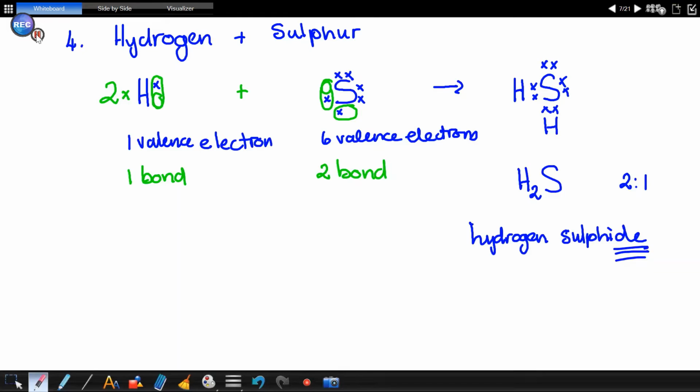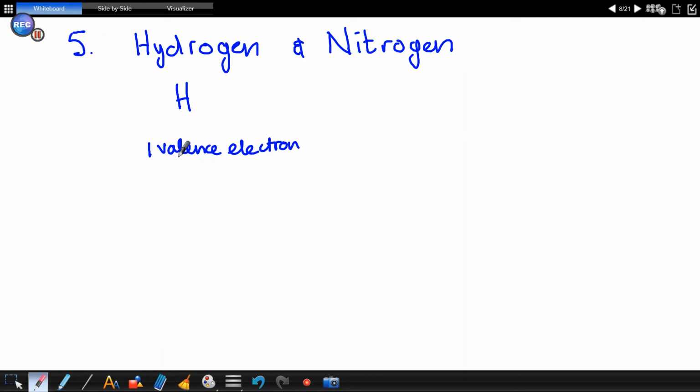So number 5. Because hydrogen is in group 1, it's got 1 valence electron, which I represent with a cross to make it more visual. Nitrogen, in which group is that one? Nitrogen is in group 15, which tells us how many valence electrons it's got. 5 valence electrons.